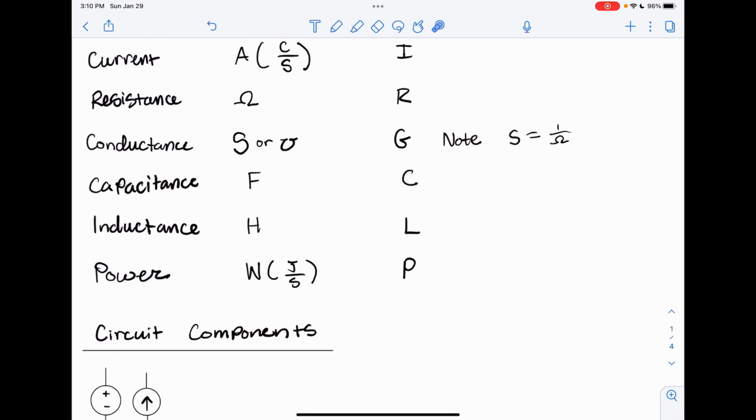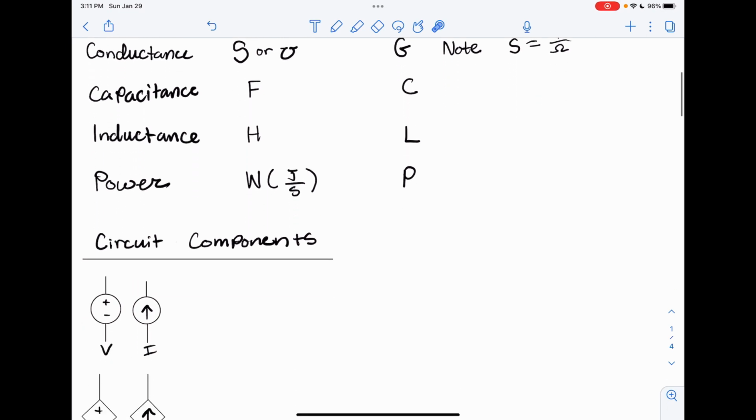Next up on our list is the capacitor, or capacitance, which is expressed in units of farads, and we use a capital C to denote that on circuit diagrams. Now, this is one of our energy storage devices, and its dual, the inductor, which produces inductance, has units of henries, and we use a capital L to denote that on a circuit diagram.